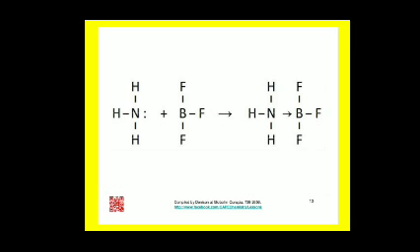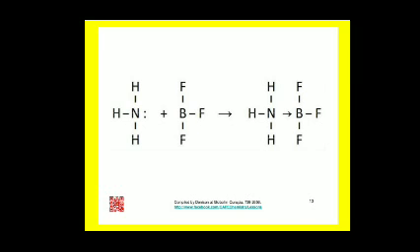How is the coordinate covalent bond formed between ammonia and boron trifluoride? In ammonia, the central nitrogen atom has one lone pair of electrons, and there are three covalent bonds between nitrogen and hydrogen.